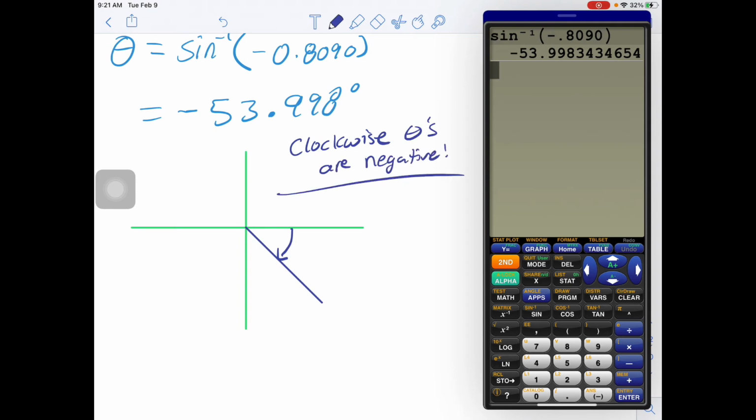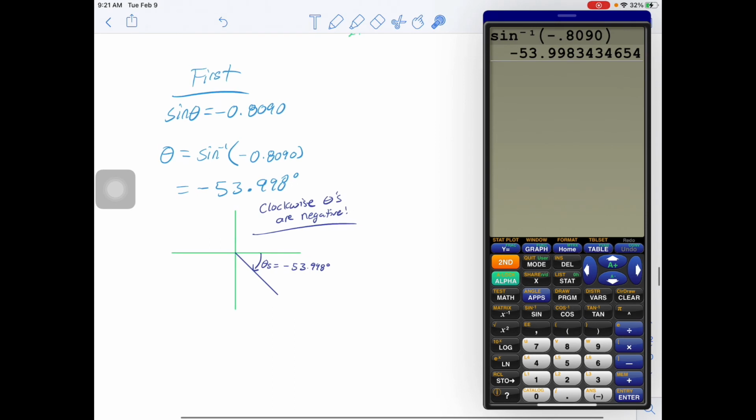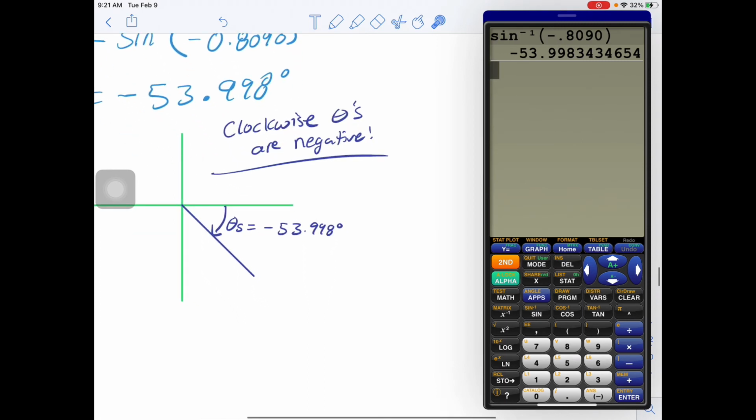So that's something we learned at the very beginning of this chapter. This standard angle it's giving us is negative 53.998 degrees. Now recall what we talked about in the last example. Any standard angle put into here shares a reference angle. So this actually gives us something to work with, because reference angles are always positive.